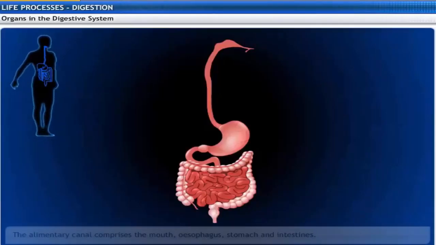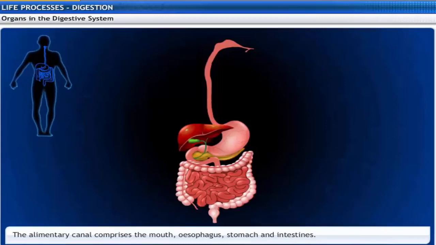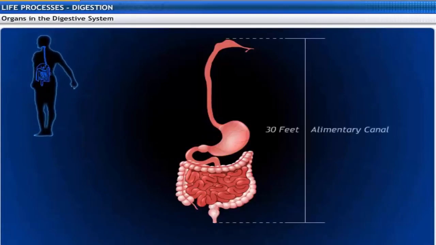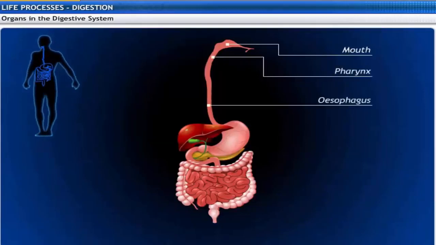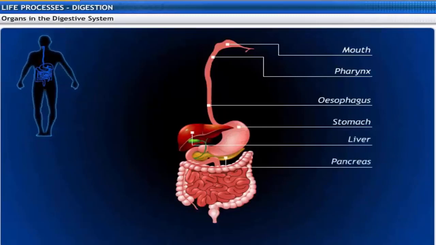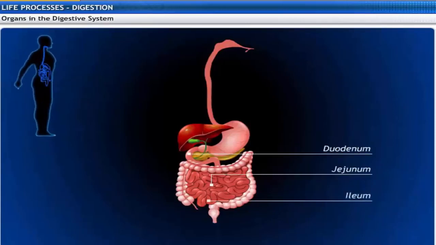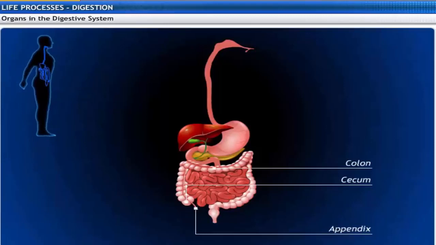The digestive system is made of the alimentary canal that starts from the mouth and ends at the anus, and includes digestive glands such as the liver and pancreas. The alimentary canal is about 30 feet long in adult human beings. Mouth, pharynx, esophagus, stomach, liver, and pancreas are organs in the digestive system. The duodenum, jejunum, and ileum make up the small intestine. The cecum, appendix, colon, and rectum make up the large intestine and anus.